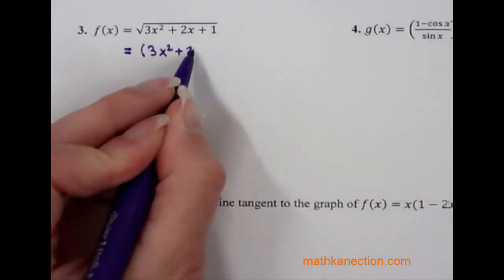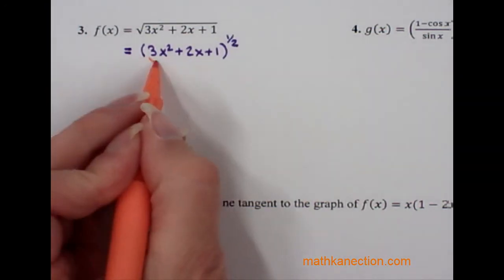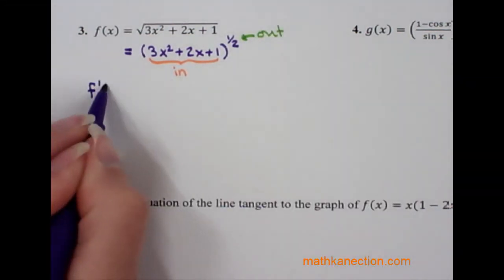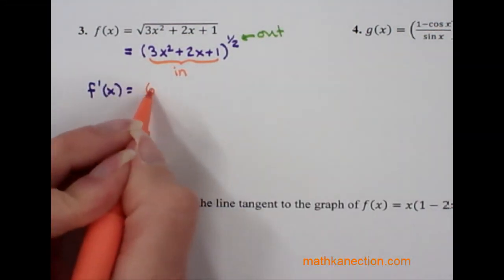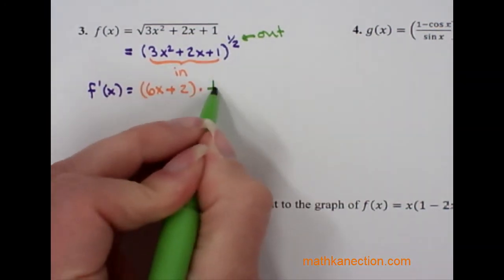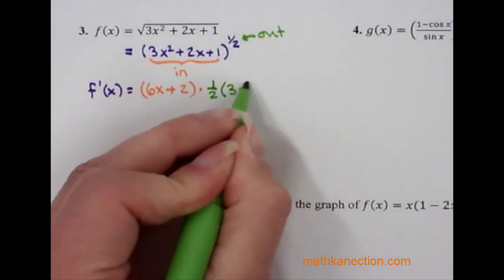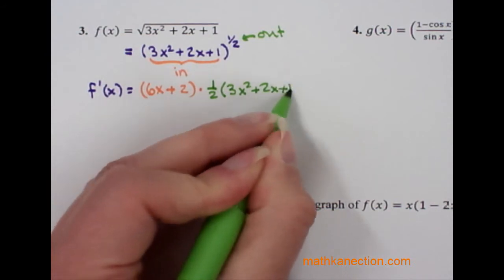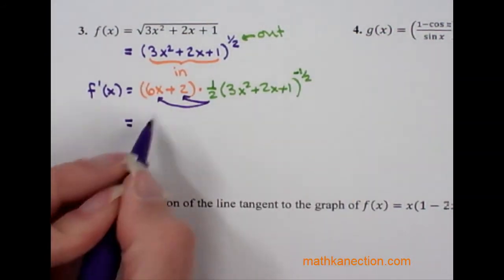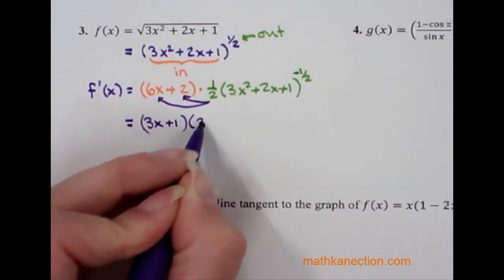Rewriting the problem is 3x squared plus 2x plus 1 to the 1/2. The inside is the 3x squared plus 2x plus 1, and the outside is the 1/2. Taking the derivative of the inside will be 6x plus 2, keeping that in parentheses. Derivative of the outside is 1/2, keep the inside the same. The new exponent is negative 1/2. Distributing the 1/2, 3x plus 1.